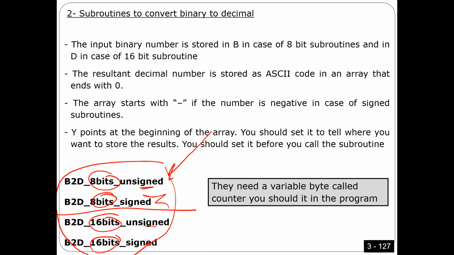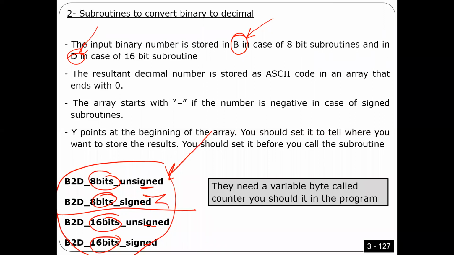Number two, where is your binary number? The binary number, in case of 8 bits, you have to store it in register B. In case of 16 bits, you have to put it in register D. So before you call the function, you have to put your number in B or in D. Is that okay? This is number one.